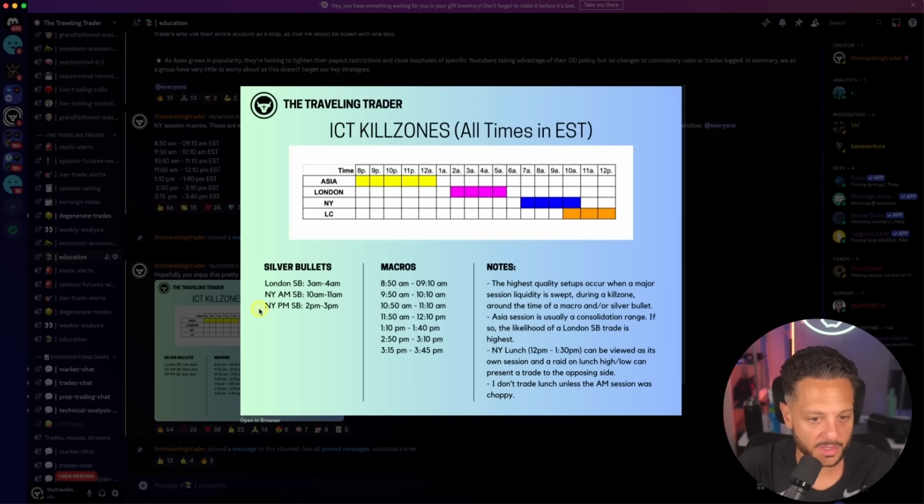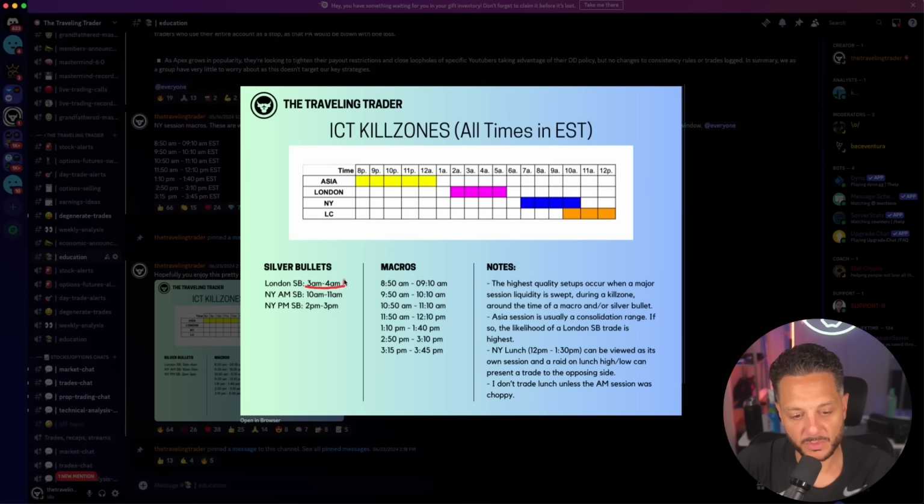It's not going to tell you whether you are long or short. You still have to determine where the draw on liquidity is, meaning whether you are targeting buy side or sell side liquidity, right? But during these time windows, you will usually find that if there is a trade setup, these time windows are super important. So let's talk about silver bullets first.